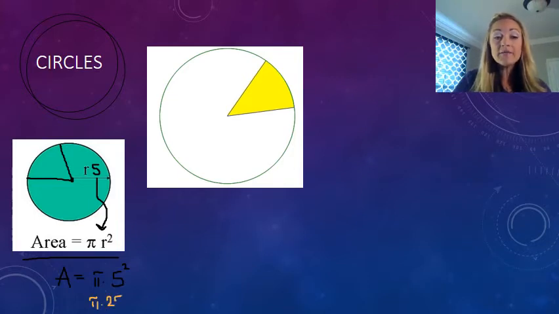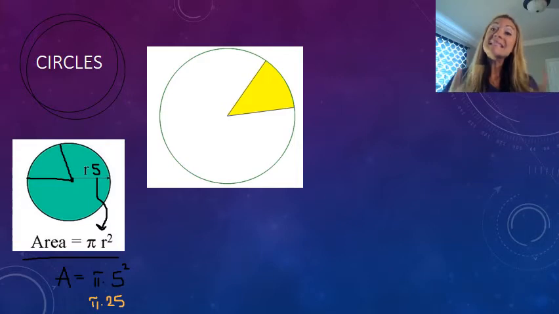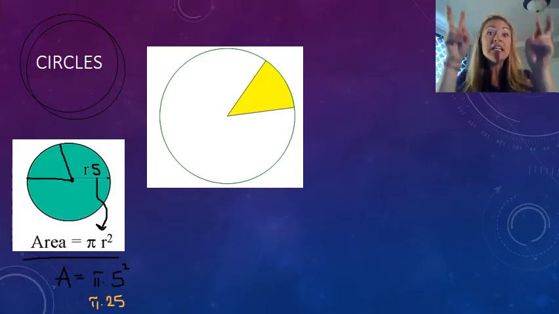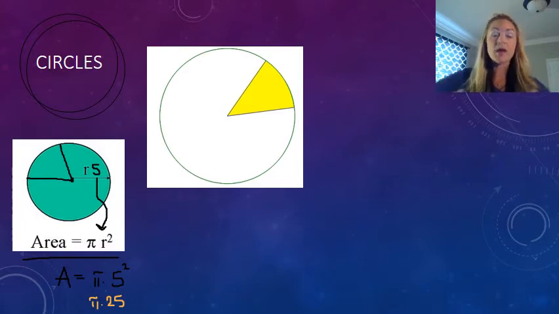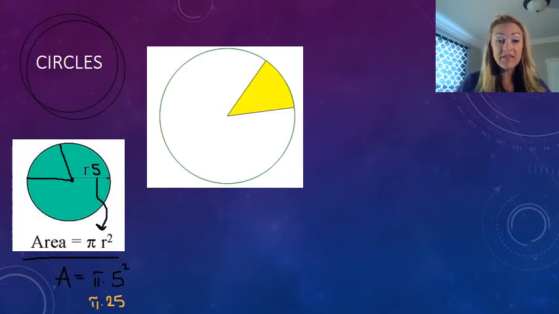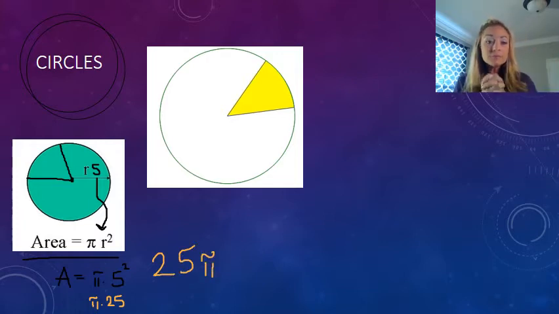Now we basically have two choices from this point. Sometimes they want you to leave the answer in what's called in terms of pi. What that means is they don't want you to round pi. Pi is a ratio, which is a decimal that goes on and on and on. So sometimes they want you to leave the answer as 25 pi. That's it. You put the number before the pi symbol. It's just the proper way to write it.